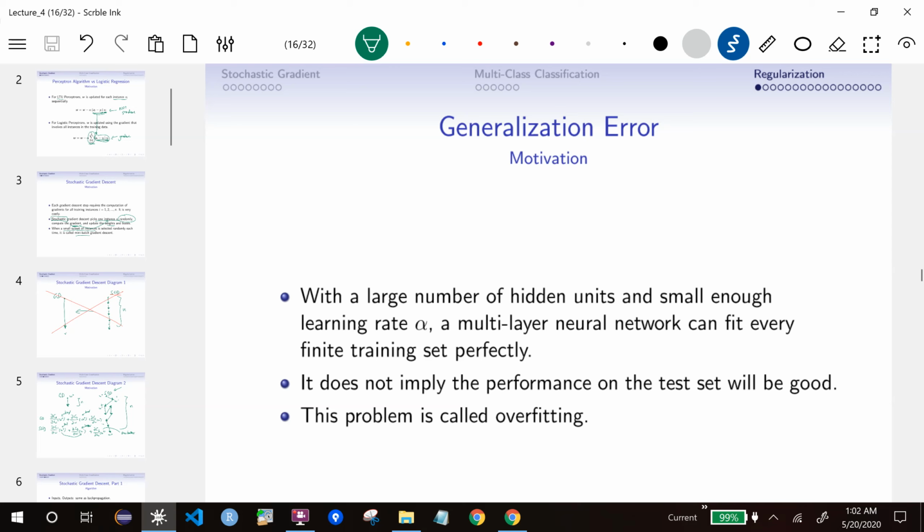Part 3 of lecture 4. In this part, we will talk about regularization. And before I talk about that, I want to talk about what the problem is. Why do we need to do this?